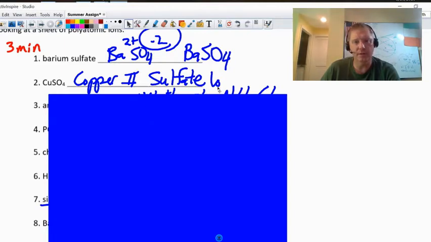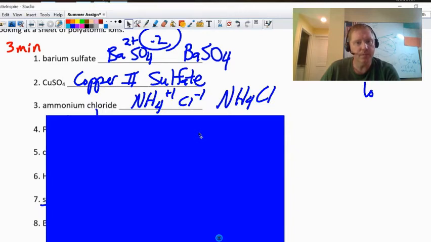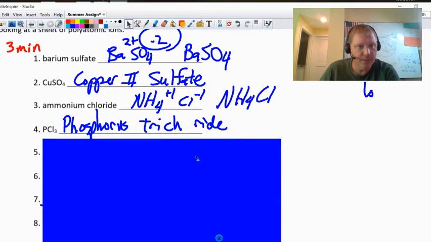Not quite sure what the low is over here. Let's just move that away for right now. Then I had ammonium chloride. Ammonium is a polyatomic ion, so this had to be ionic. I wrote down the charges, and then I worked out the formula, NH4Cl.